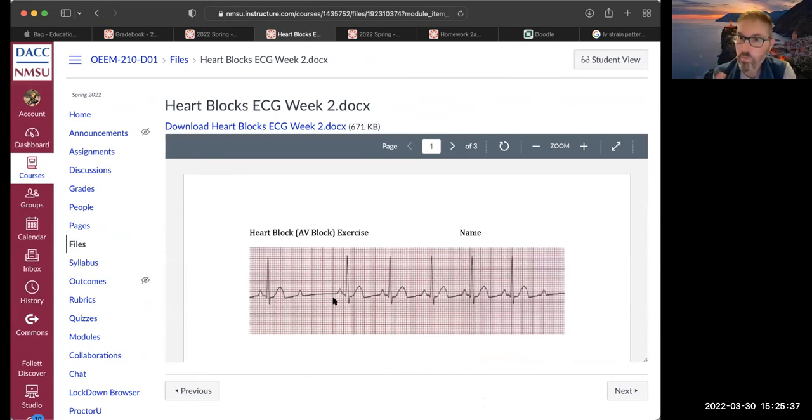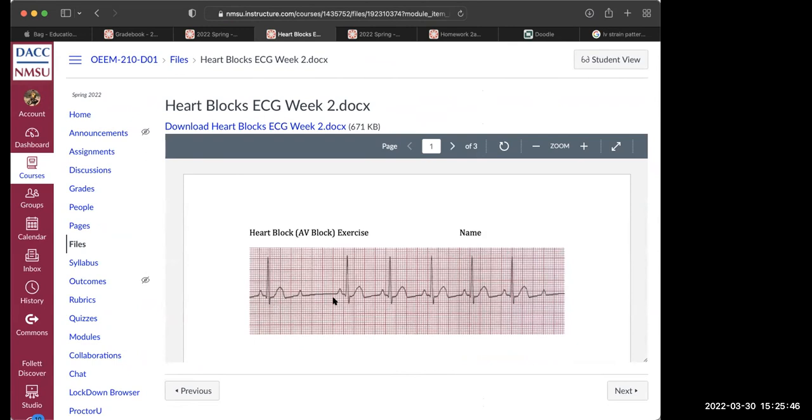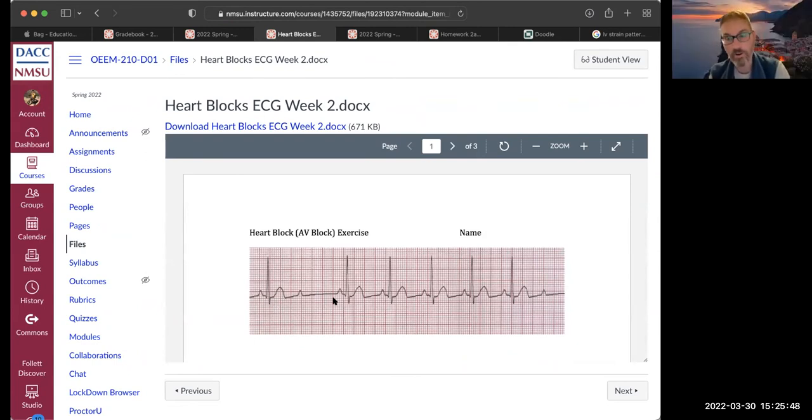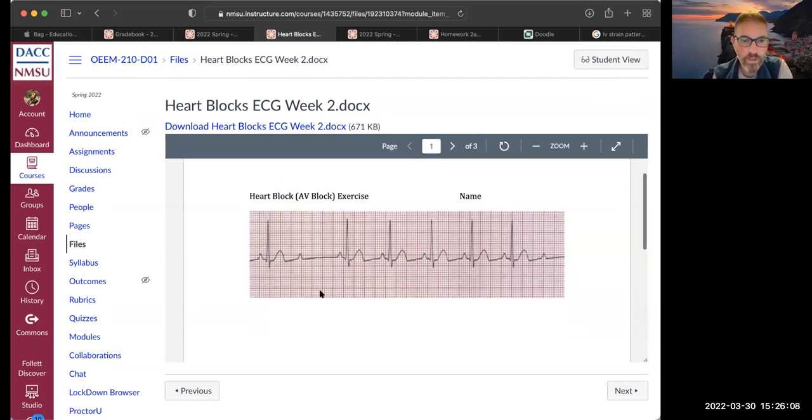So I had a couple people call this first one here a second degree type one. So again, what do we need to have a second degree type one, or Wenckebach? What do we need? Widening P. Yeah. So you need that Wenckebach pattern. You need a progressively prolonging P to R interval. And when you look at this, the P to R interval is constant, except where you have a P without a QRS, or a dropped QRS complex, right? And that is by definition a second degree type two, not a second degree type one.